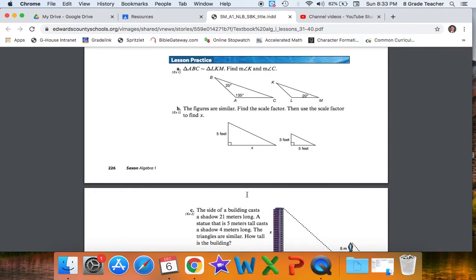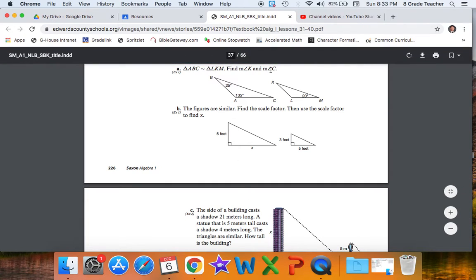In letter A, it says triangle ABC is similar to LKM. Find the measurement of K and C. Now here I want to find where I have those congruent angles. So B and K are the same, A and L are the same, and M and C are the same. Therefore, if M is 20, C is 20. If I know that B is 25, I know that K is 25 because they're in the same orientation in terms of the shape, and then they have that angle that looks exactly the same. Those are going to be the corresponding angles, so if you know it in one of the triangles, you know it in the other triangle.